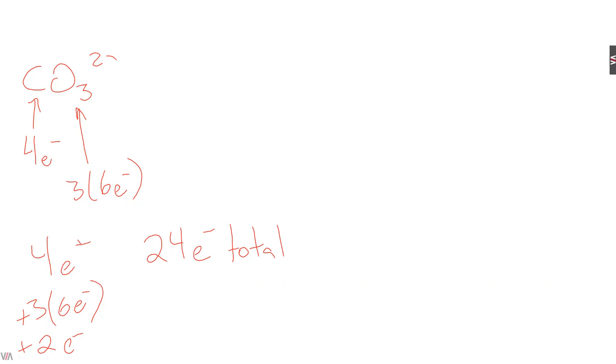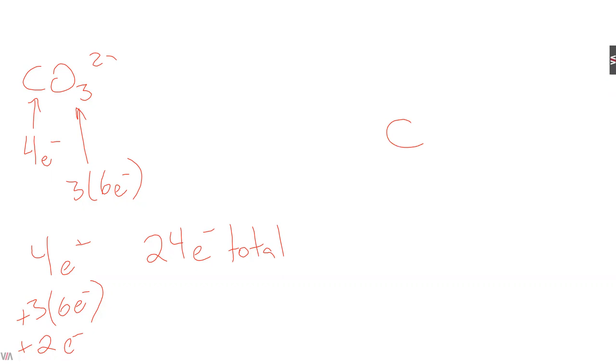Sam? Okay. So 3 times 6 is 18, plus 4 is 22, plus an extra 2 is 24, right? Unless I'm having a bonehead day like the other day. Does that seem reasonable to everybody? Okay. What goes in the middle out of the carbon and the oxygens? And why? Furthest away from fluorine, most vacancies, least electronegative. Those are all valid explanations.